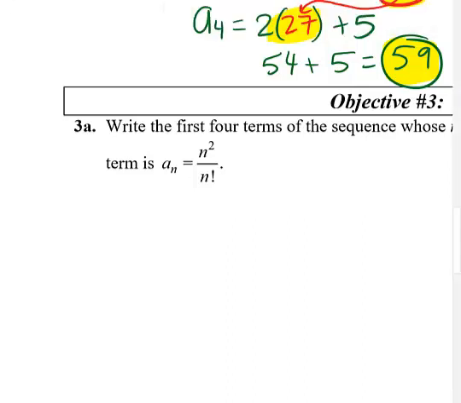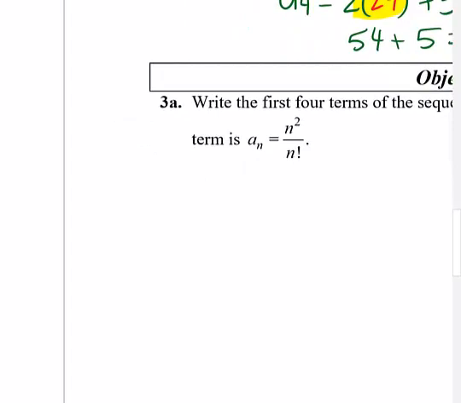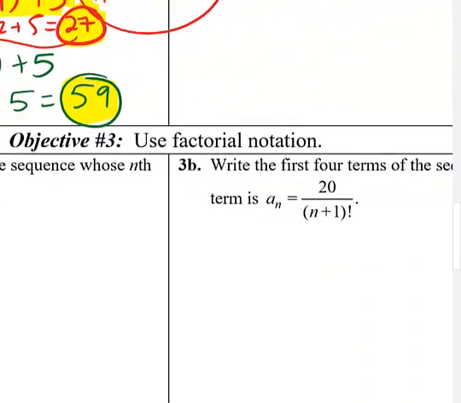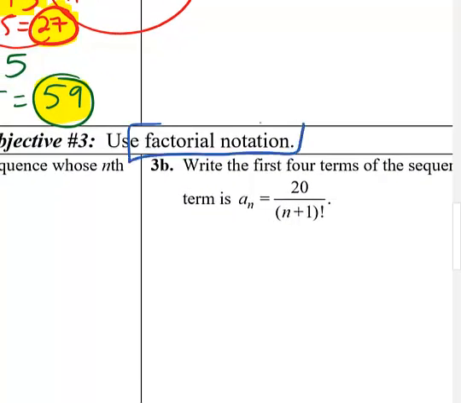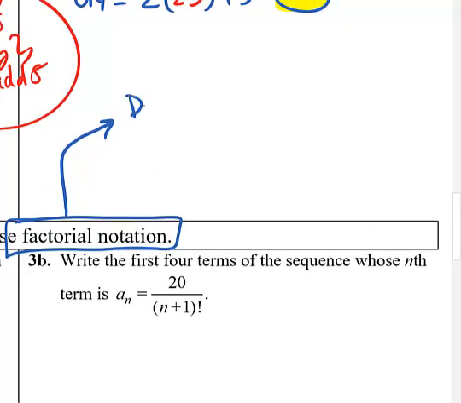So okay, then the next objective here is we're going to do something similar. We're just finding the first 4 terms, or the first however many terms of each sequence, but they're involving a new thing we haven't learned about yet, factorial notation. So maybe we should talk about that a little bit over here. So let's see, the definition of factorial.